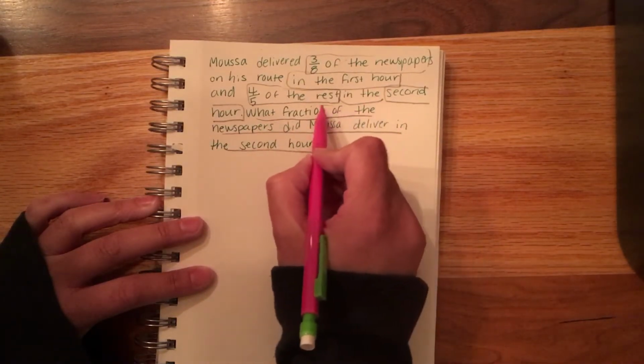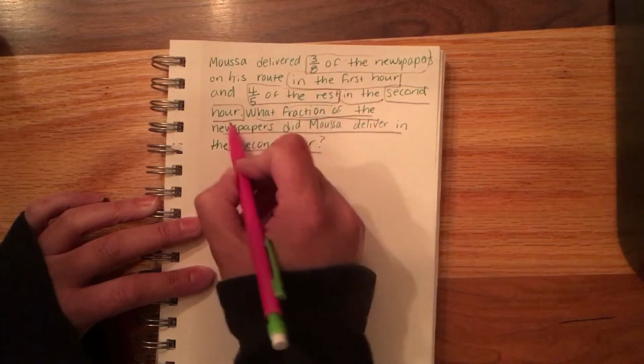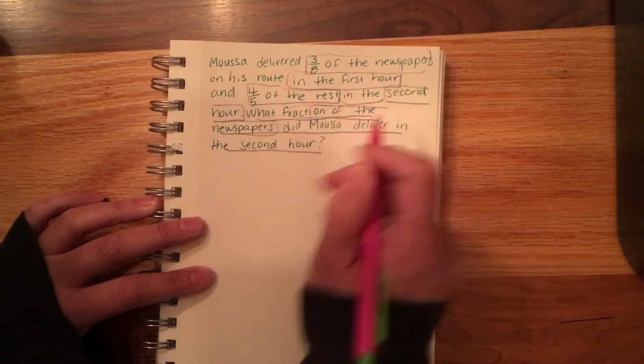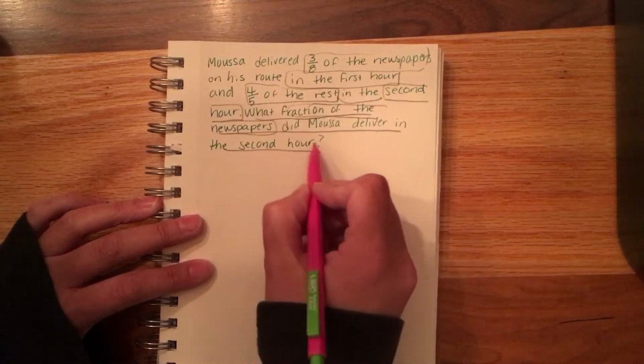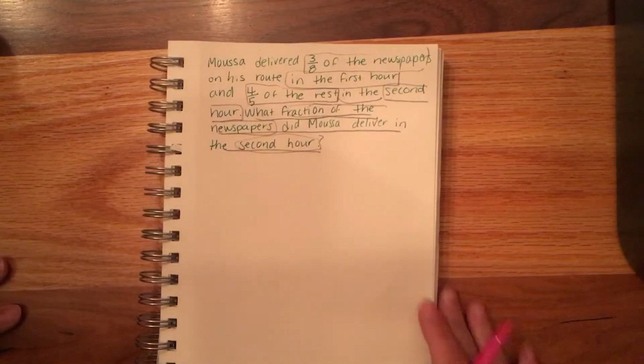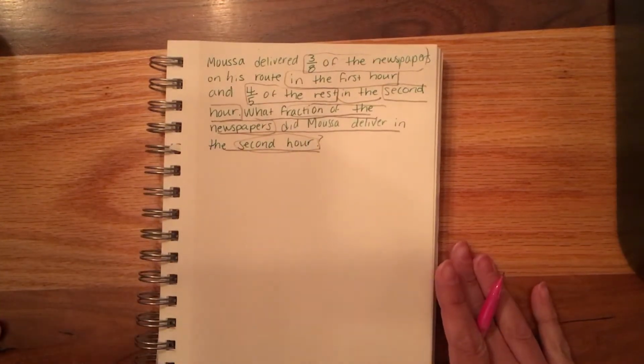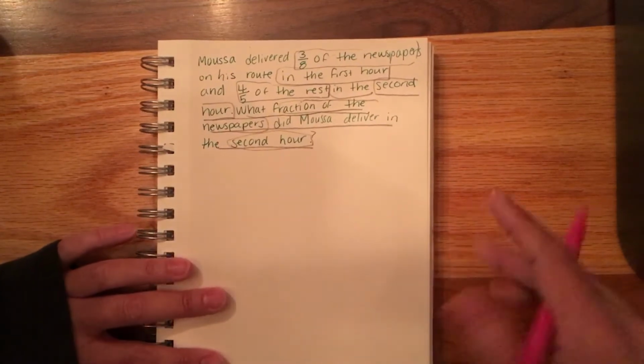Now, it's what fraction of the newspapers. So it's what fraction of all the newspapers, and we want to know the second hour, what fraction of all the newspapers he delivered in the second hour.